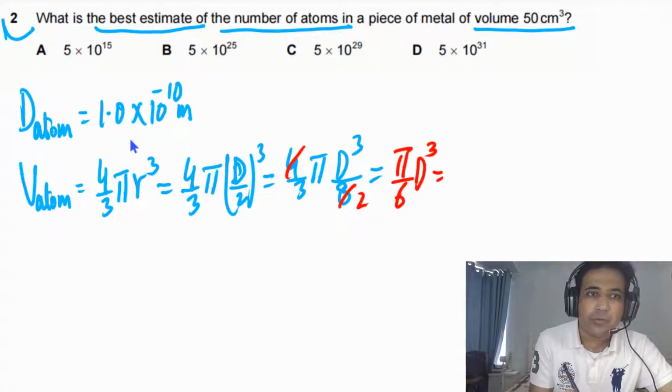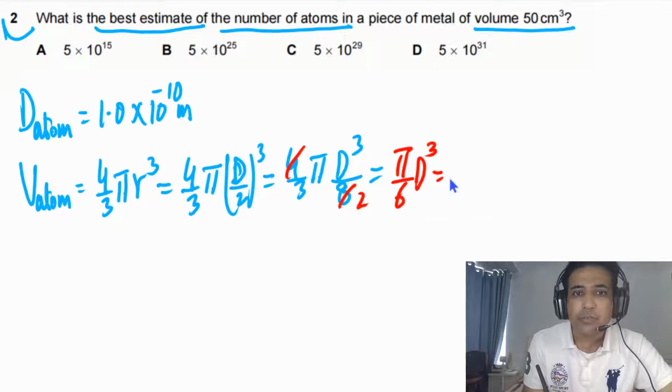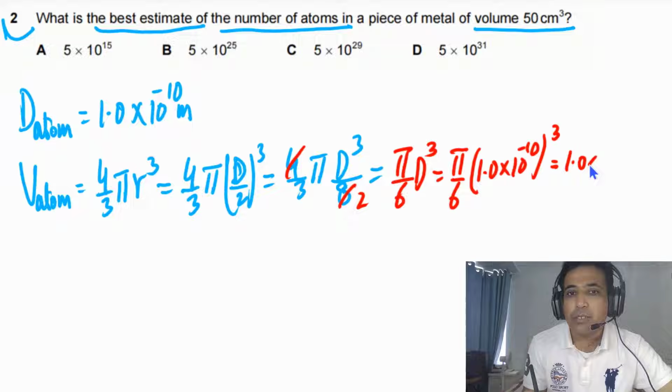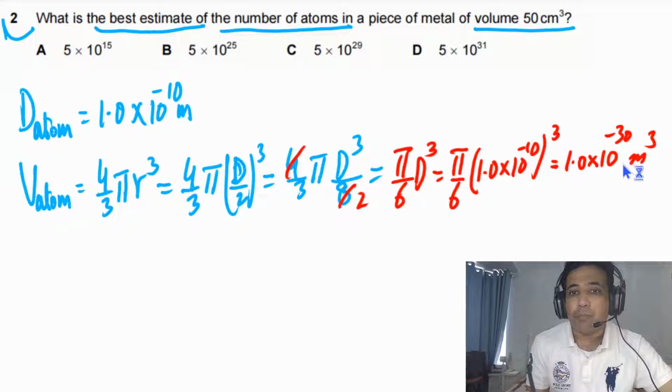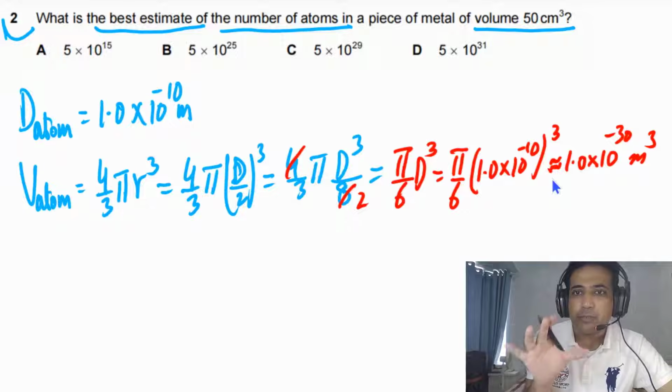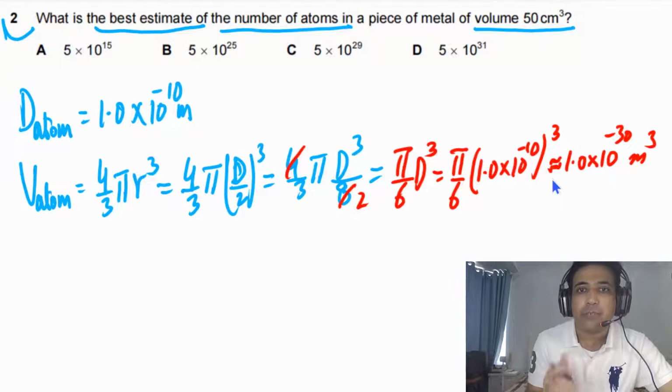Now we can plug in the value of this diameter. We can write pi by 6, and the diameter is 1.0 times 10 to minus 10, cubed. If we solve this, we will get 1.0 times 10 to minus 30 meters cubed. This value is approximate. It is a little bit smaller, but we are writing the approximate value, because we just need to estimate. So you can approximate this as equal to this.